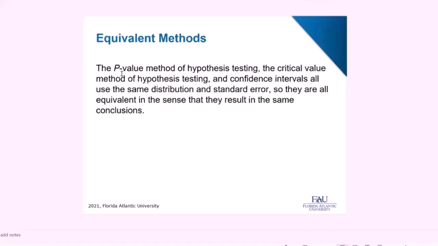Equivalent methods: the P-value method of hypothesis testing, the critical value method of hypothesis testing, and confidence intervals all use the same distribution and standard error. They are equivalent in the sense that they will all result in the same conclusions.